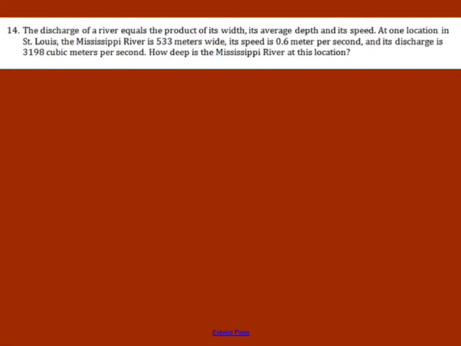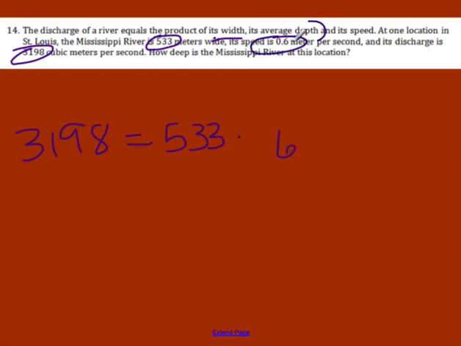All right, let's take a look at this last one. The discharge of a river equals the product of its width, its average depth, and speed. At one location in St. Louis, the Mississippi River is 533 meters wide. The discharge is 3,198. So the discharge is going to be equal to the product of its width, which is 533, its speed, which is 0.6, and its depth, which we don't know. So I'm going to label that D.